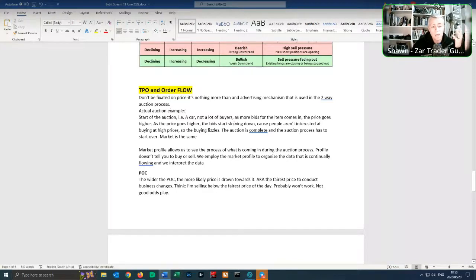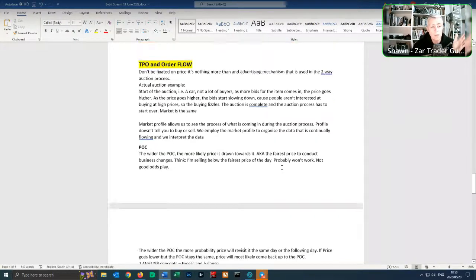In the start, I actually explained what I've written out there. The market profile allows us to see the process of what is coming in during the auction process, during that buying and selling process. The profile doesn't tell you where to buy or sell. It doesn't tell you you should buy here or sell, but we employ the market profile to organize the data that is continually flowing, and we interpret the data.